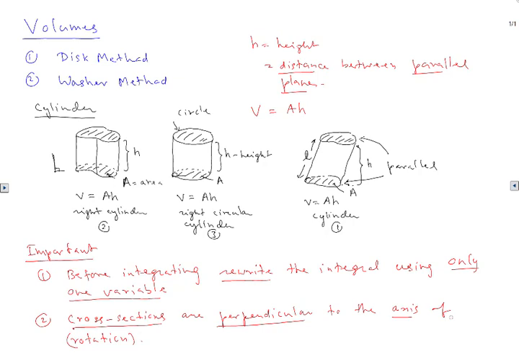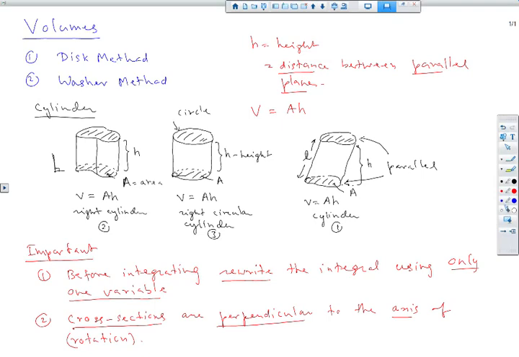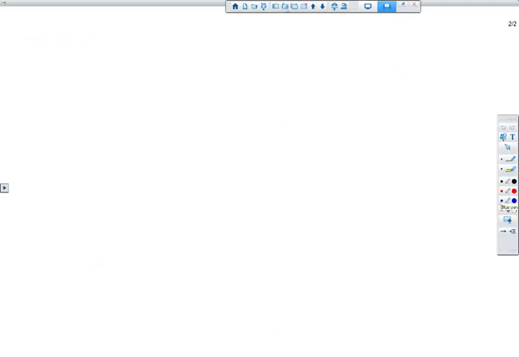You need to write the integrals in only one variable. That's very important. And also the cross section has to be perpendicular to the axis. Okay, so let's try to develop the theory, and you can see that it's not that difficult. So let's work on that. The first one is volume by disk method.